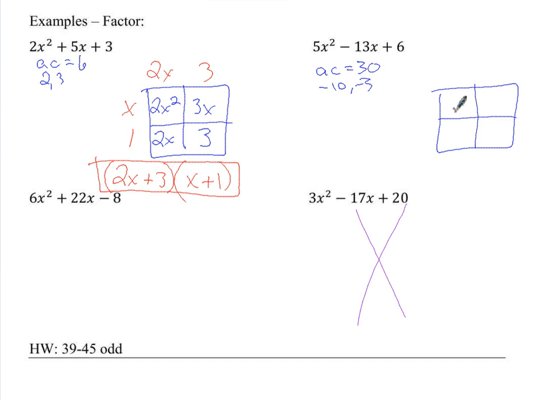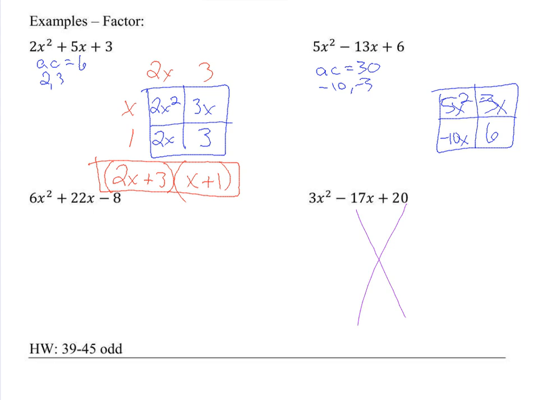What goes here? 5x squared. What else do I know? 6 in the last box. Now what? Negative 10x here maybe. Negative 3x there.